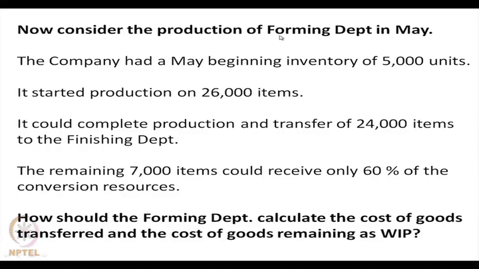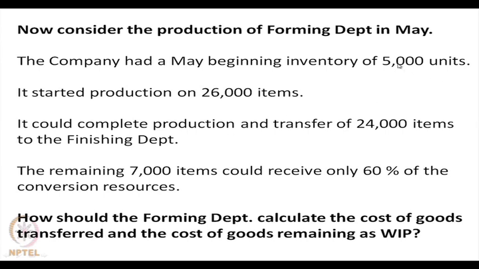Consider the production of forming department in May. Recall that the company had a May beginning inventory, April end is May beginning. The company had a May beginning inventory of 5,000 units. It started production in May, it started production on 26,000 items. So, this is a new information. It had 5,000, it started production on 26,000 items, but at the end of May it could only complete production and transfer of 24,000 items to the finishing department.